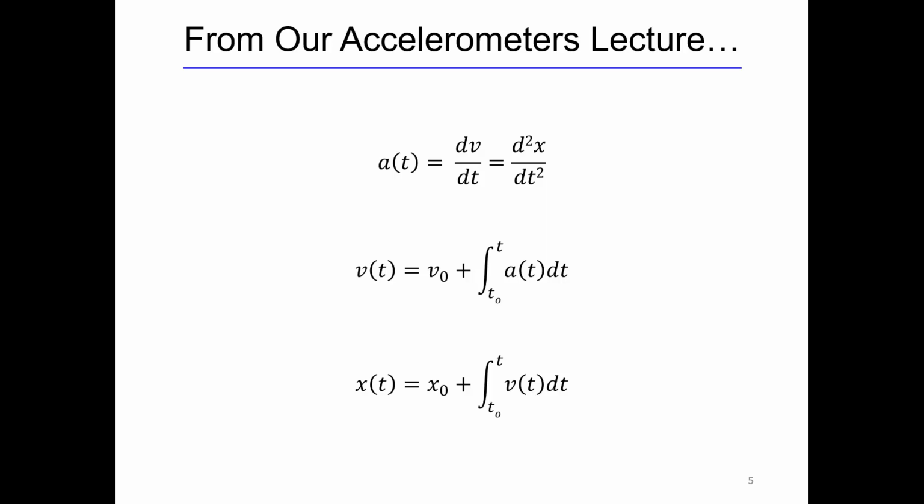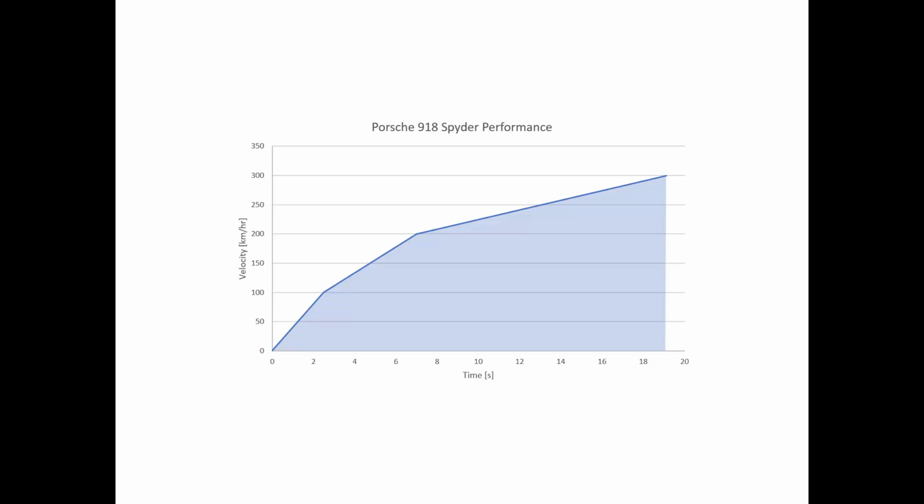If you remember, our accelerometers lecture gave us these equations. It's just how to move back and forth between displacement and velocity and acceleration. Should be pretty familiar with these. Since we're interested in how far it has displaced and we have velocity data, this would be the equation we want to use in the red box. If I plot that data, this is what it looks like.